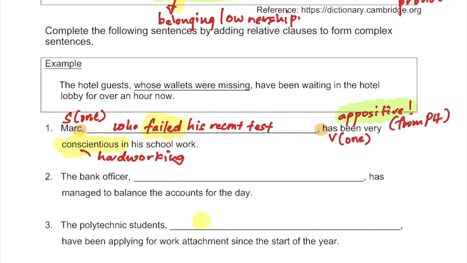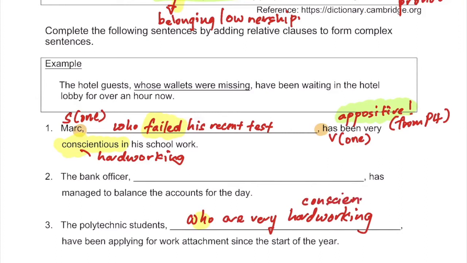Yeah, okay. So the polytechnic students who... All right, so let me just adjust Reese's answer because I have no time. Who are very hardworking. Okay, and you can even use the word conscientious, right? You can borrow it from question number 1, right? The polytechnic students who are very conscientious, right? Remember we talked about the fact that they are very hardworking, very responsible, have been applying for work attachments since the start of the year.